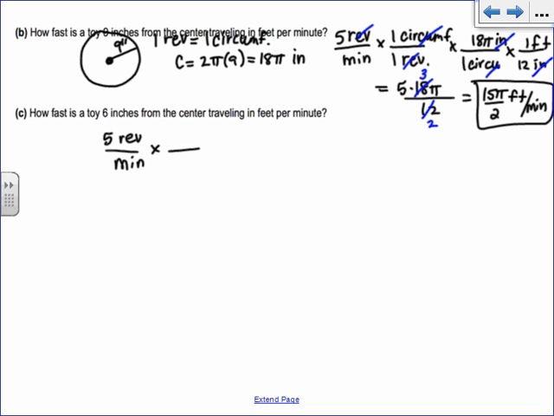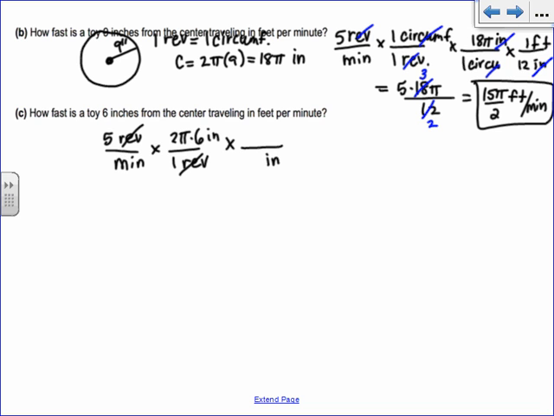All right, and then you can continue to simplify. So a lot of times I leave off the circumference thing. I just think of 1 revolution as being a circumference. And so I say, okay, well, 1 revolution is the same as, in this case, 2 pi times 6 inches. That's the circumference.